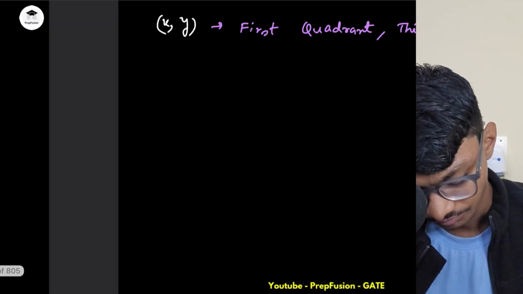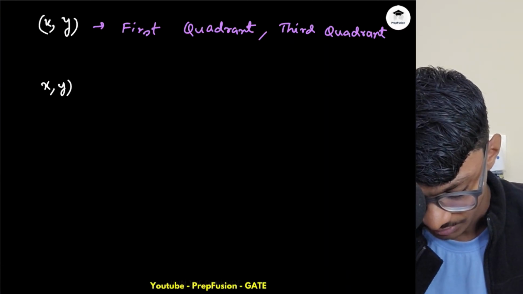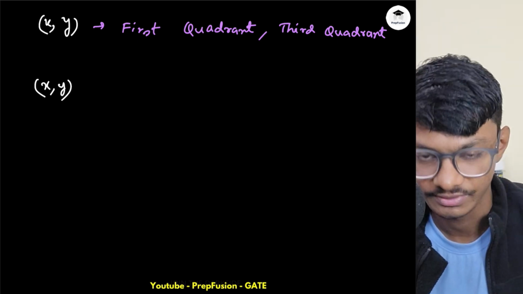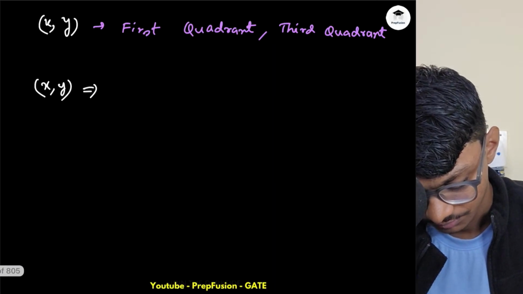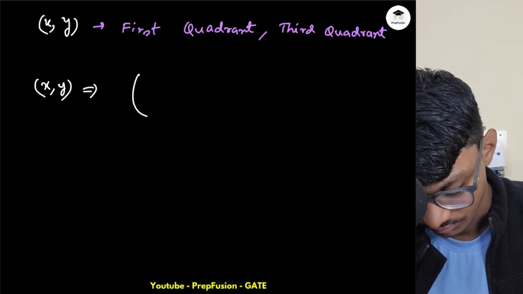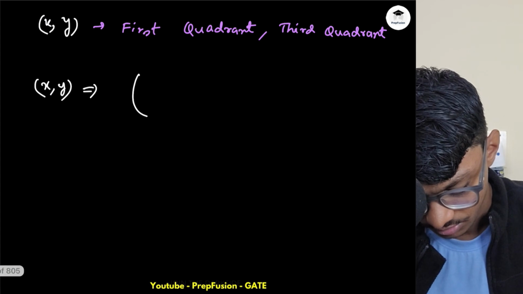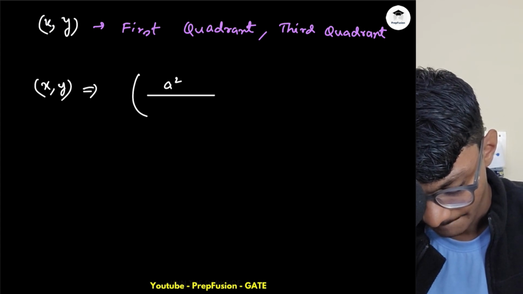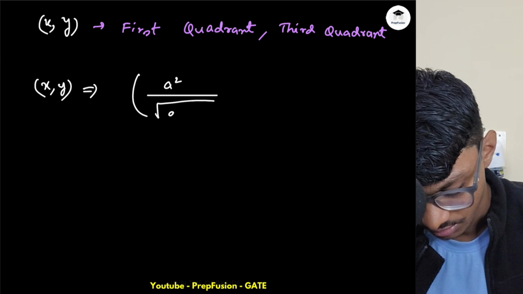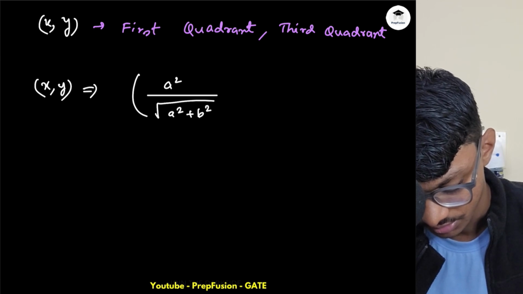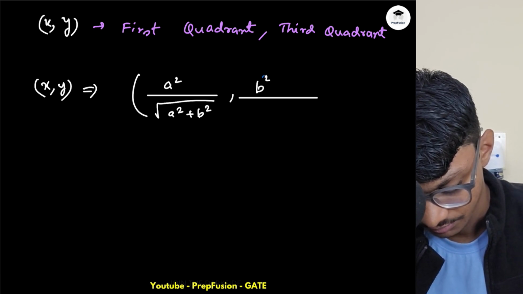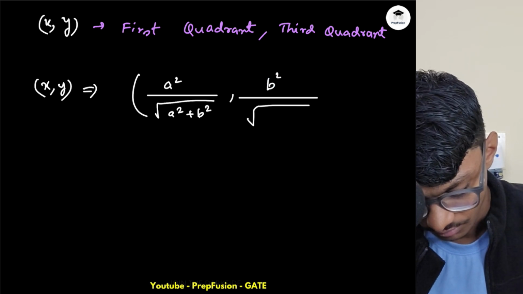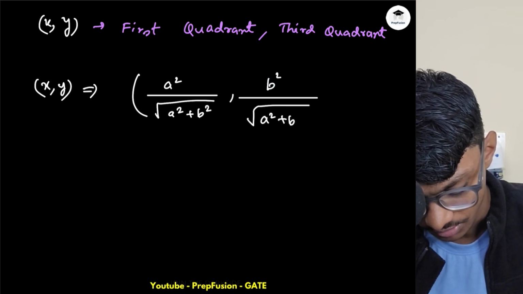Okay, so what is my first point? Both of them have to be positive if they are lying in the first quadrant. So my first point can be something like this: a square by under root a square plus b square, comma, b square by under root a square plus b square.